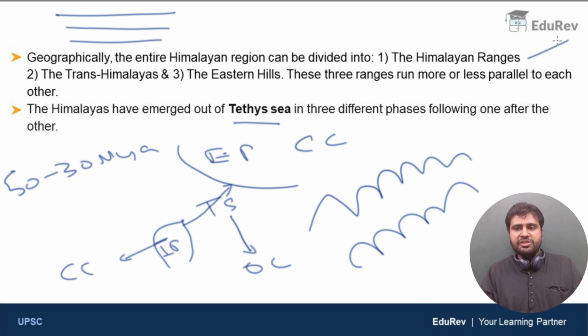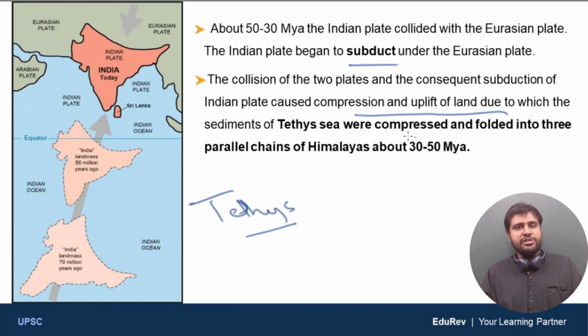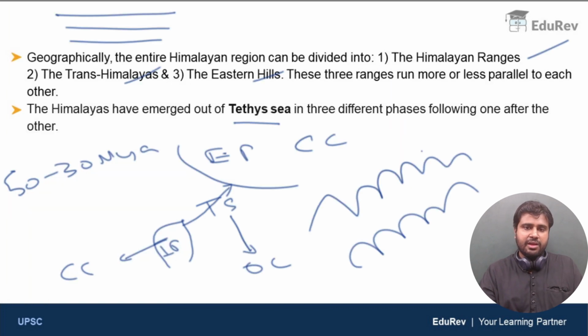We have the Himalayan ranges, the Trans-Himalayas and the Eastern Hills. These are more or less parallel to each other like this. Okay, now just look at this point. The sediments of the Tethys Sea were compressed and folded into three parallel chains of Himalayas about 30 to 50 million years ago. Clear? So, I hope you understood this concept, guys. So, the sediments of Tethys Sea, the oceanic crust of the Tethys Sea, got compressed and it got folded into three parallel ranges of Himalayas.